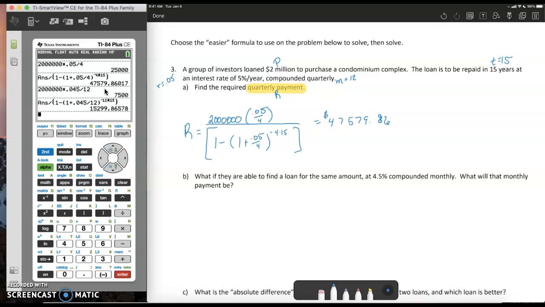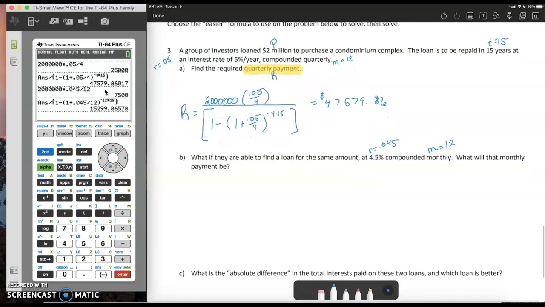Now, Part B says, what if they're able to find a loan for the same amount at a lower rate, so at only 0.045, but compounded more often, compounded 12 times a year? What would that monthly payment look like? So we're still looking for a recurring payment. So we're going to use the exact same formula. We're just going to switch out some of the numbers. So it still starts with the $2 million as the P, but now we have 0.045 over 12 as the fraction that we're using everywhere.